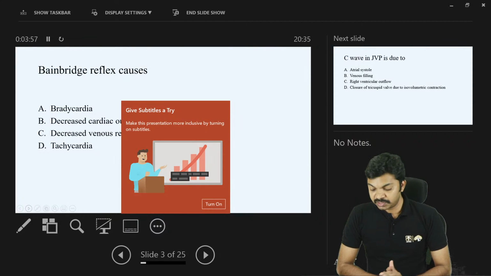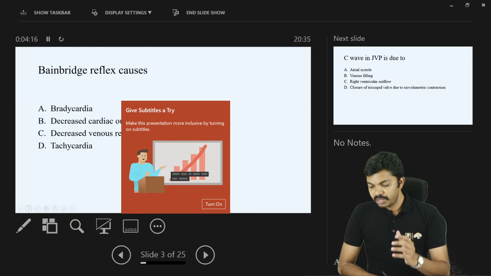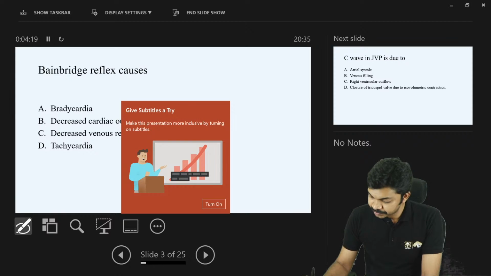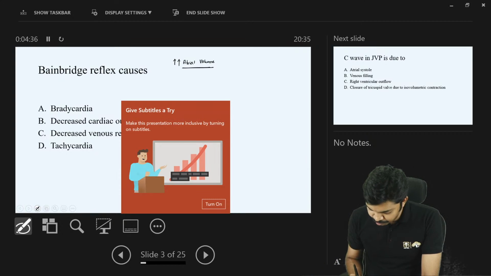Bainbridge reflex causes option A, bradycardia, option B, decreased cardiac output, option C, decreased venous return, option D, tachycardia. Now it's again a very simple question and a very important question as well. Cardiovascular reflexes are of crucial importance when it comes to PG entrance exam. When it comes to Bainbridge reflex, guys, we have excessive atrial filling, increased atrial blood volume.